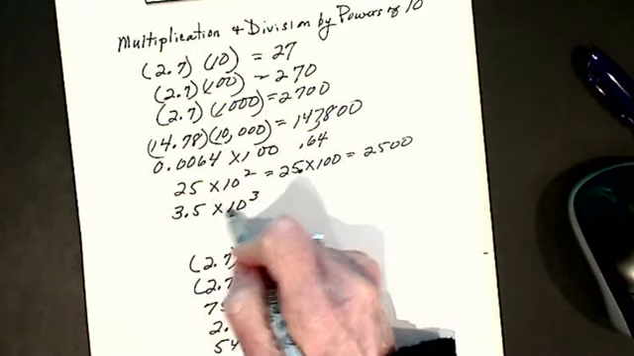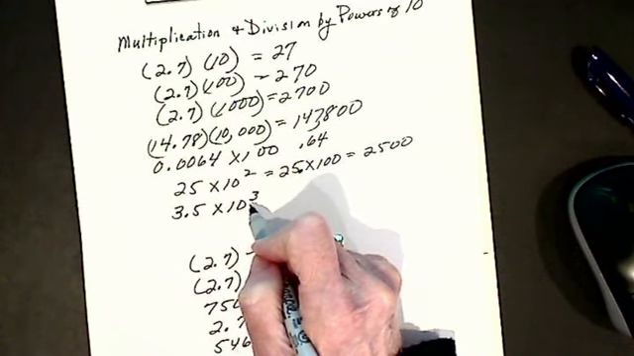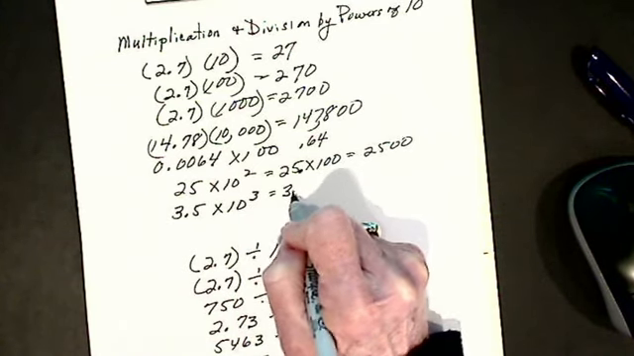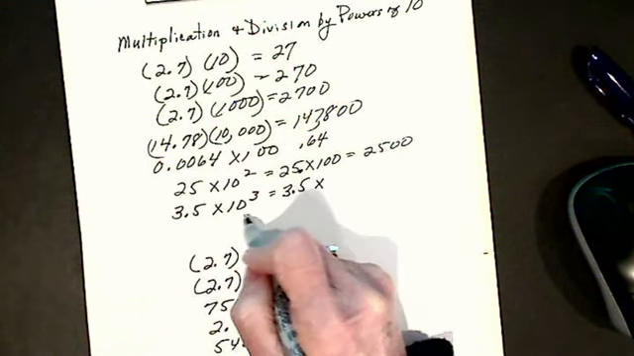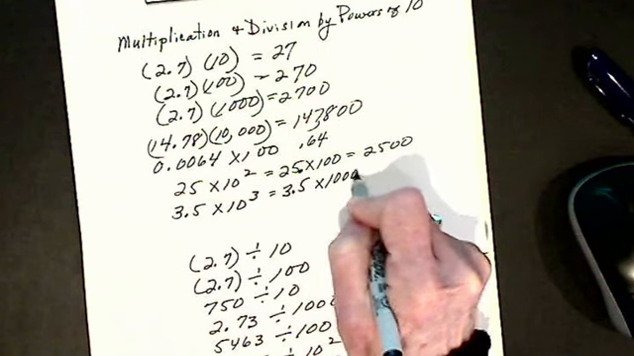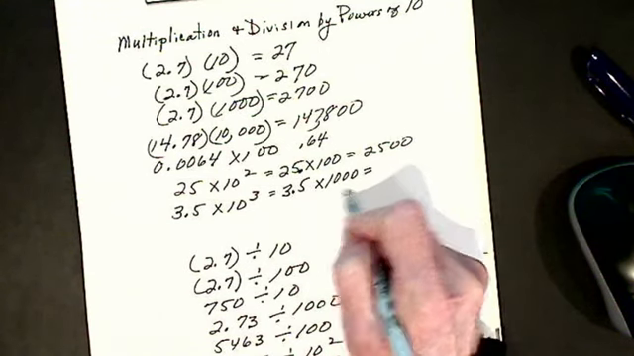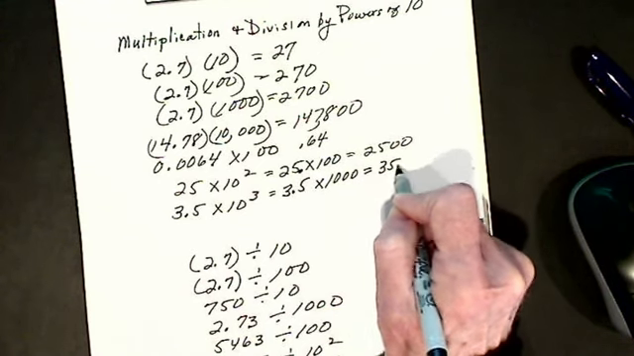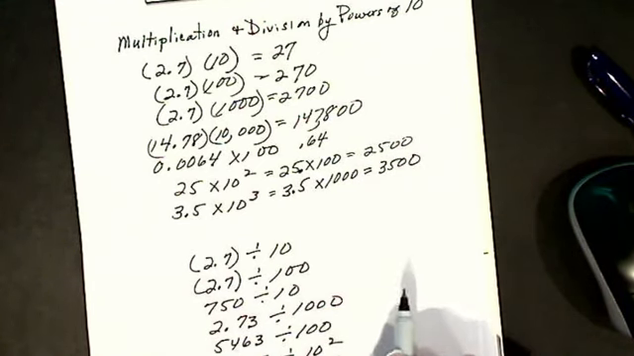If I have 3.5 times 10 to the third power, it means I have 3.5, and 10 to the third is a 1 with 3 zeros. I move my decimal 3 places to the right. 1, 2, 3. It'd be 3,500.